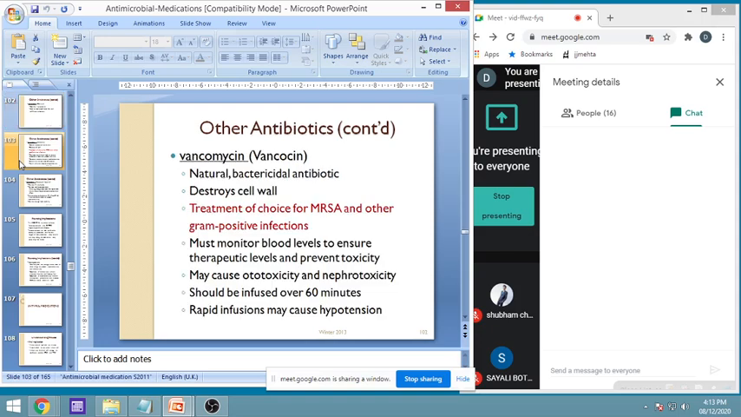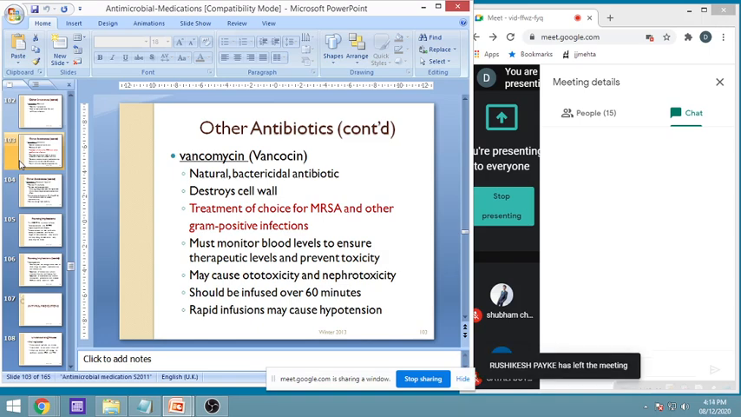Next is vancomycin. It is a natural bactericidal antibiotic. If you remember the previous one when we started with penicillin, in the classes vancomycin was one of the class, along with beta-lactam, linezolid and all, which are acting on cell wall. So this is a natural antibiotic. It is bactericidal, so not semisynthetic. It destroys the cell wall. It is the treatment of choice in methicillin resistant staph aureus and other gram-positive infections.